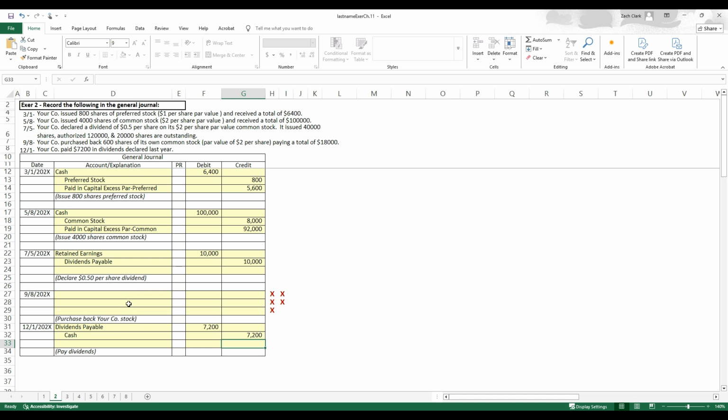But let's account for this middle transaction here, that we purchased back 600 shares of our own common stock, paying a total of $18,000.